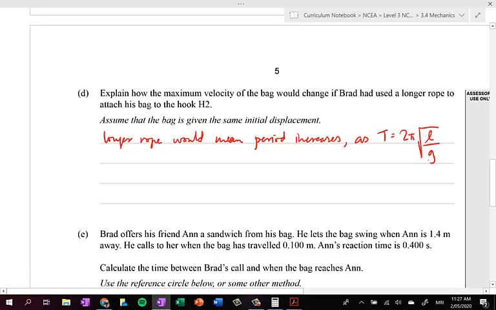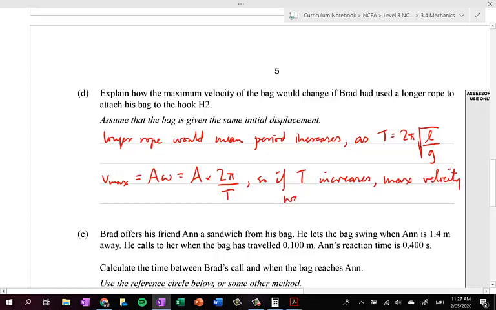Okay, so if the period increases, what happens to the maximum velocity? Well, Vmax is equal to A omega, which is equal to A times 2 pi over T. So if T increases, max velocity would decrease.